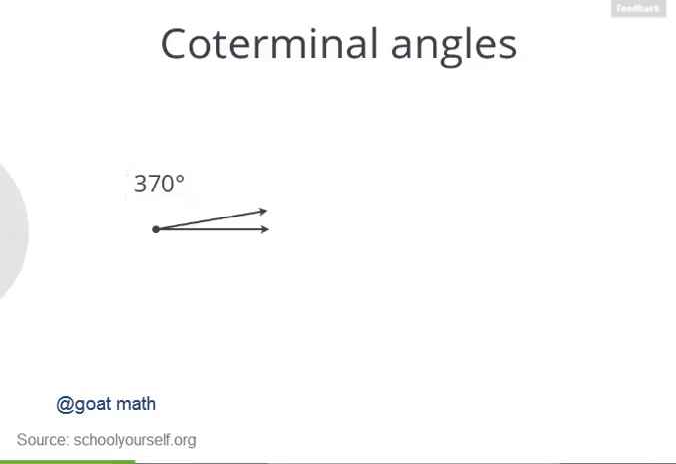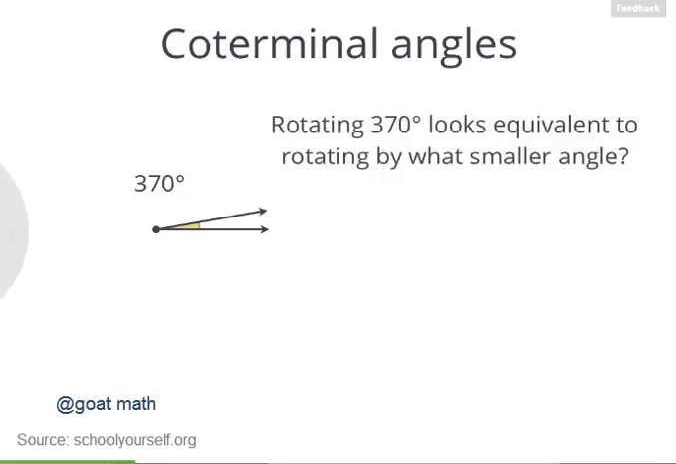If you didn't actually see the rotation, you'd say that it looks like the line rotated by a much smaller angle, this angle over here. So which smaller angle does a 370-degree rotation look like? Nicely done. You took 370 degrees and subtracted 360 degrees, the angle of a complete rotation, and got an answer of 10 degrees. These two angles, 370 degrees and 10 degrees, are called coterminal angles, which is the name given to angles that differ by a whole number of complete rotations.